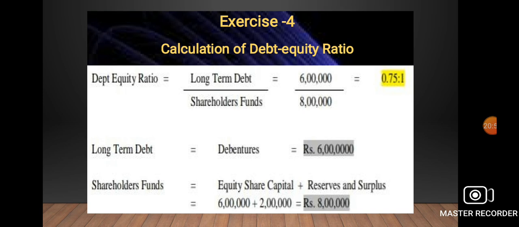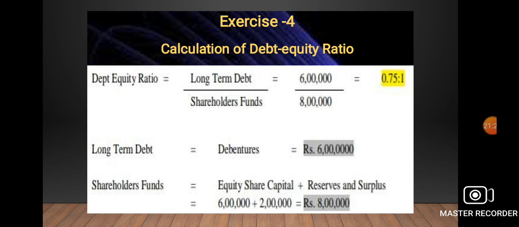First, long term solvency ratio. What do you mean by long term solvency ratio? Long term solvency means the firm's ability to meet its liabilities in the long run. Long term solvency ratios help to determine the ability of the business to repay its debts in the long run. The following ratios are normally computed for evaluating long term solvency of the business: first the debt equity ratio, second the proprietary ratio, third the capital gearing ratio.